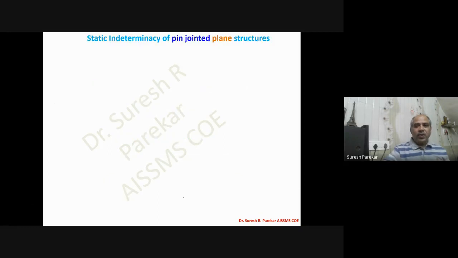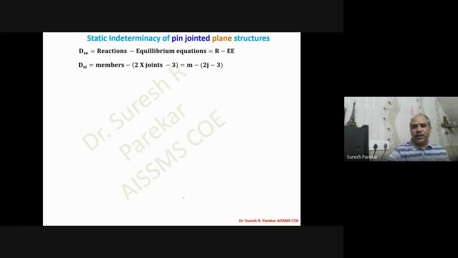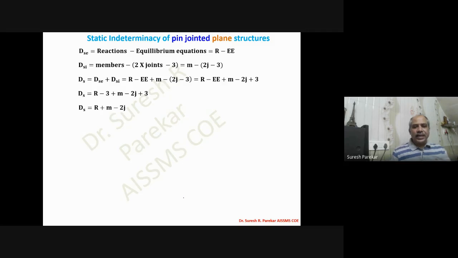So now we will switch over to static indeterminacy of pin jointed plane structure. We will add these two. DSC we have calculated as R minus equilibrium equations. DSI we have calculated as M minus 2J minus 3. We can add these, which gives me DS equal to R plus M minus 2J. So I have simplified this, and by this we get the formula DS equal to R plus M minus 2J.